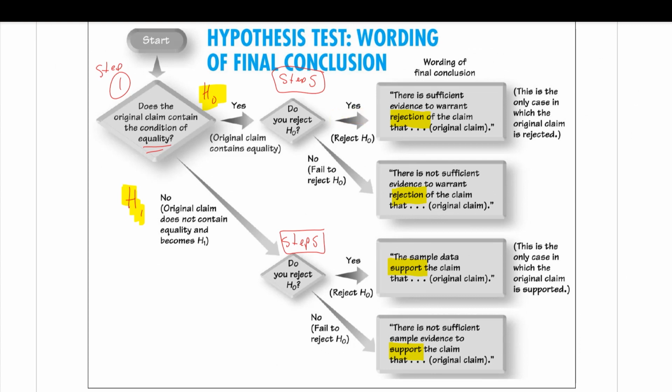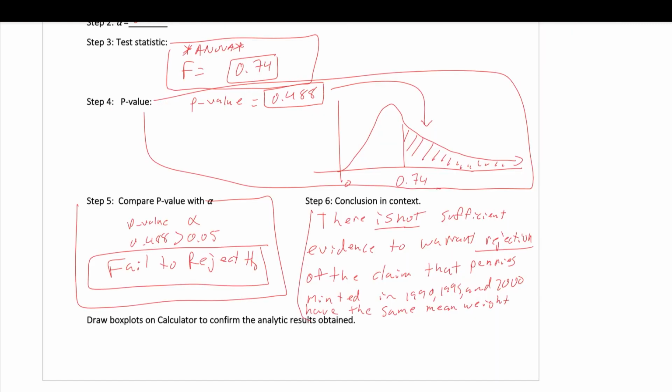Okay, here we are at this flowchart. What was the claim? Well, it was a null hypothesis, so we're going to go in this direction. Did we reject the null hypothesis? No, we did not. So they say that there is not sufficient evidence to warrant rejection of the claim that, and they just restate the original claim. Okay, that's our conclusion statement.